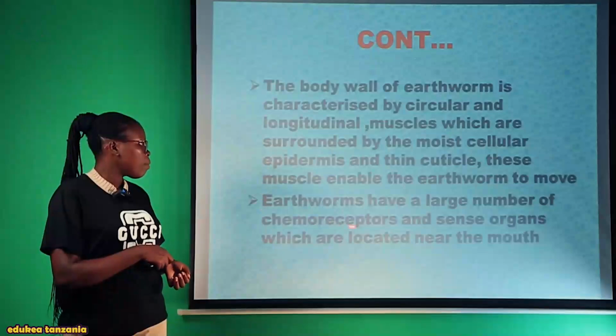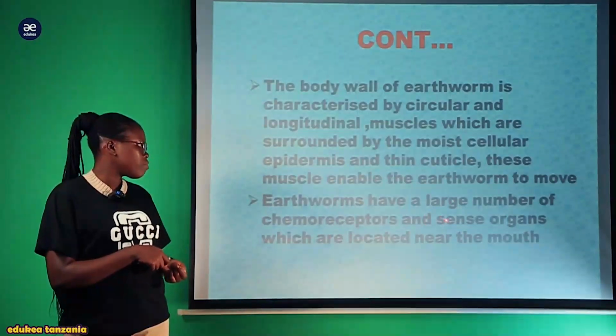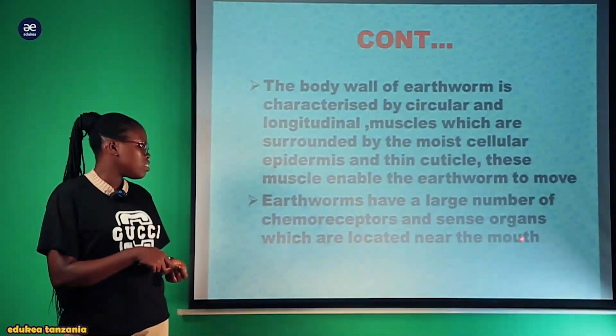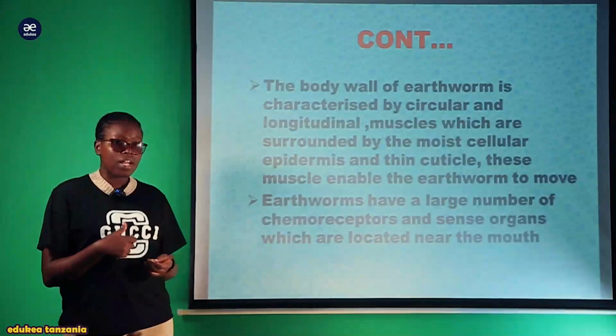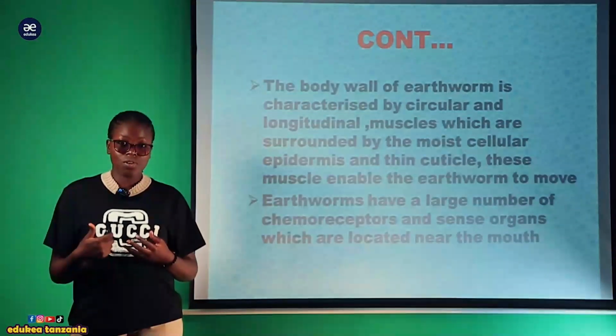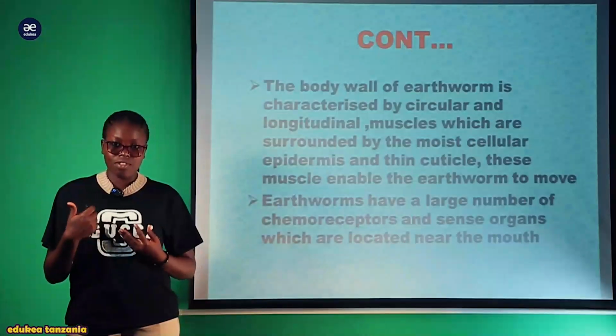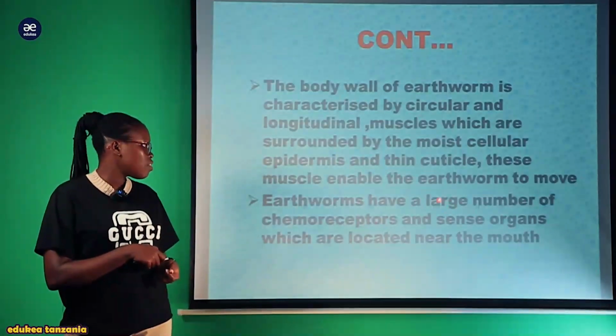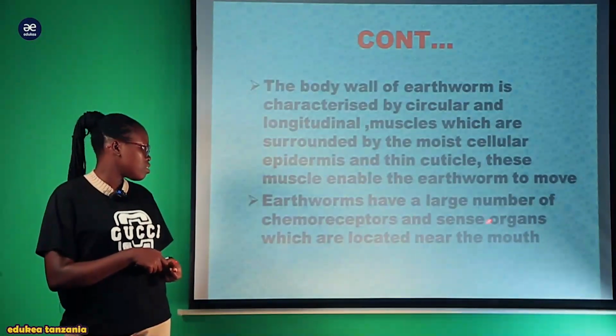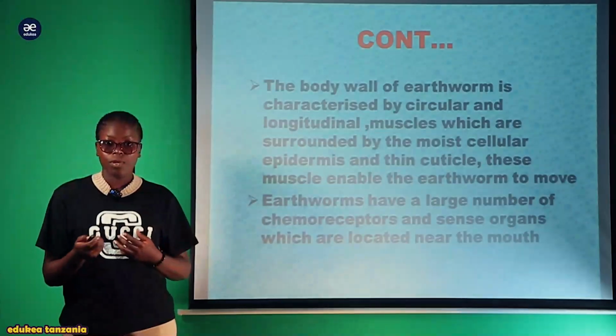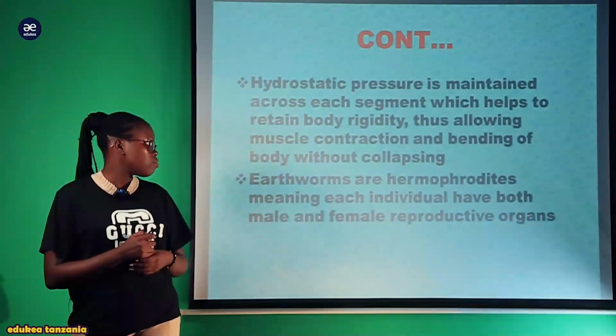Also, earthworms have a large number of chemoreceptors and sex organs which are located near the mouth. So the earthworm has a large number of chemoreceptors, which are an adaptation for their detection of, or sensitivity to, chemicals. So they tend to have this number of chemoreceptors and sex organs located near the mouth. This is one of the adaptive features.